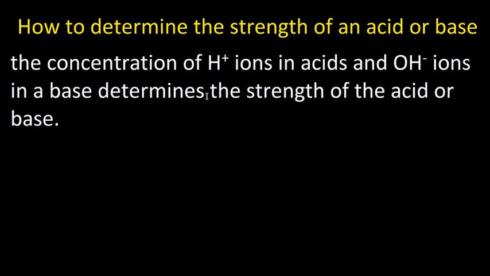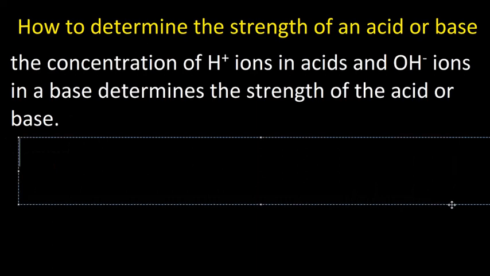So, is there a method of finding out what is the concentration of H plus ions in the acid or OH minus ions in the base? The answer is yes, there is a method. There is a substance which we call the universal indicator, which actually gives us an idea about the concentration of H plus ions in acids and OH minus ions in a base.